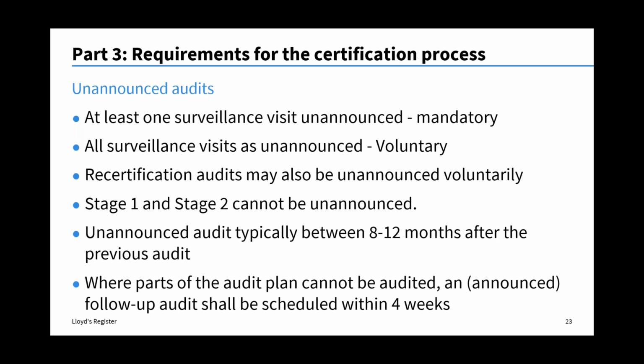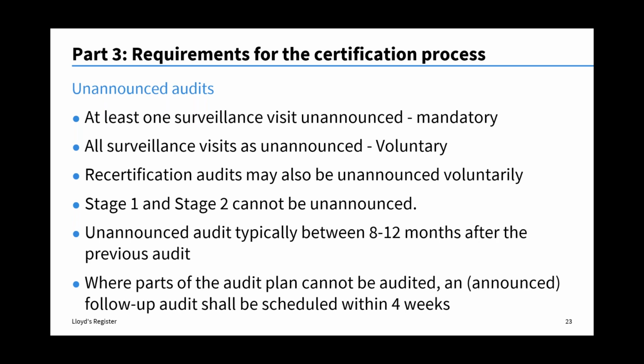The new change here is that the recertification audit may also be unannounced. This also is a voluntary requirement. So the organization can choose whether they want their recertification audit also to be unannounced. Stage 1 and stage 2 cannot be unannounced. Earlier also you could not have stage 1 and stage 2 unannounced. Then unannounced audits typically have to be planned between 8 to 12 months from the previous audit, and the certification body would plan based on the blackout dates provided by the client.